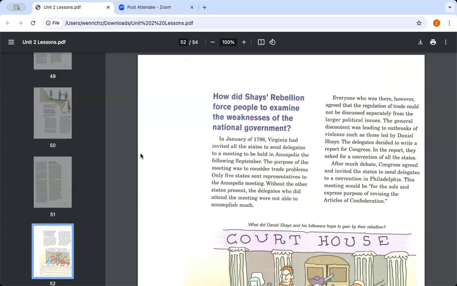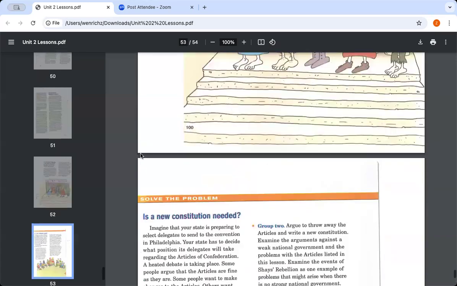Everyone who was there, however, agreed that the regulation of trade could not be discussed separately from the larger political issues. The general discontent was leading to outbreaks of violence, such as those led by Daniel Shays. The delegates decided to write a report for Congress. In the report, they asked for a convention of all the states. After much debate, Congress agreed and invited the states to send delegates to a convention in Philadelphia. This meeting would be, quote, for the sole and express purpose of revising the Articles of Confederation.